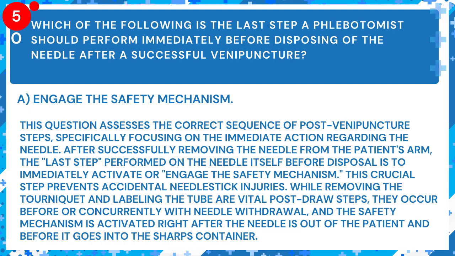While removing the tourniquet and labeling the tube are vital post-draw steps, they occur before or concurrently with needle withdrawal, and the safety mechanism is activated right after the needle is out of the patient and before it goes into the sharps container.